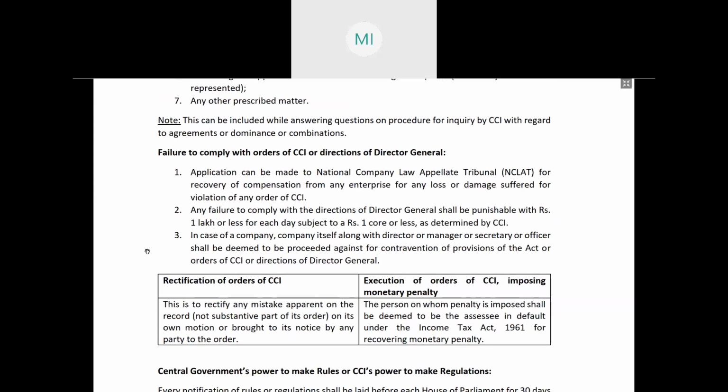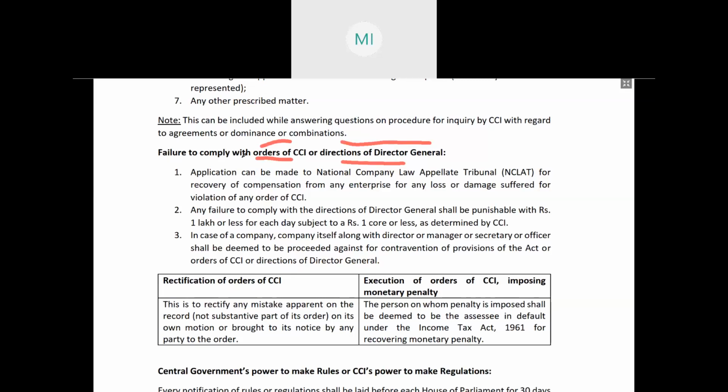So what if you don't comply with what we are discussing now? It's all connected with orders passed by CCI, the Competition Commission of India. If you don't comply with the orders passed by the Competition Commission of India or the directions given, be careful of the usage of the words: orders of CCI, whereas directions of Director General. So Director General gives directions, CCI gives orders. Be very careful when you're writing all this.